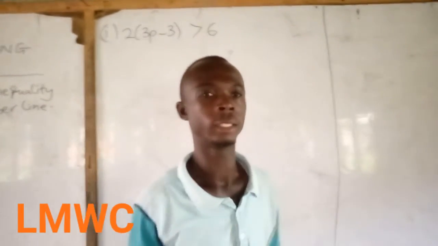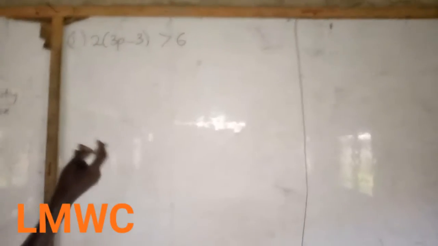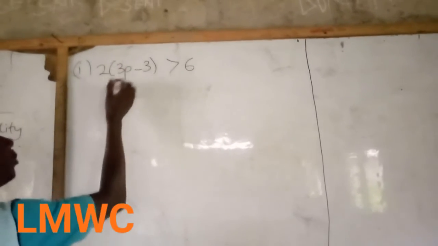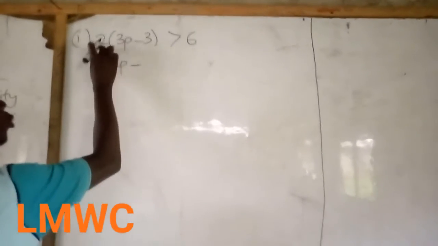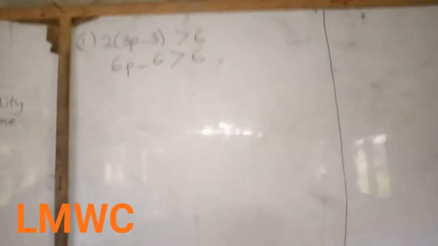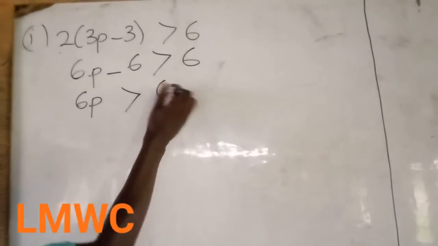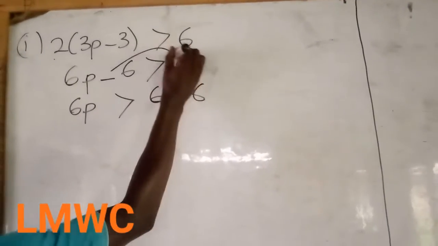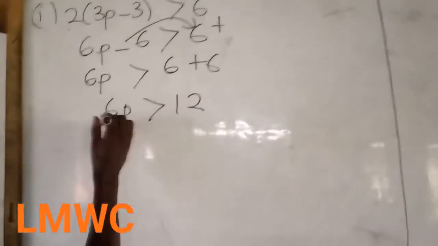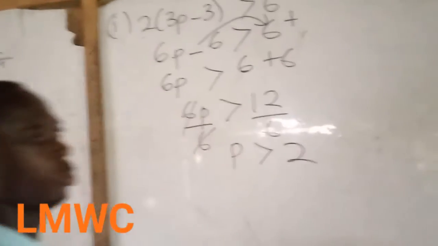So example 1, I have given you 2 bracket 3p minus 3 greater than 6. So we remove our brackets. 2 times 3p is 6p minus 2 times 3, 6, greater than 6. So you group your like terms. It becomes 6p is greater than 6 plus 6, because once this crosses, it becomes positive. 6p is greater than 12. So we divide both sides by 6. So p is greater than 2.